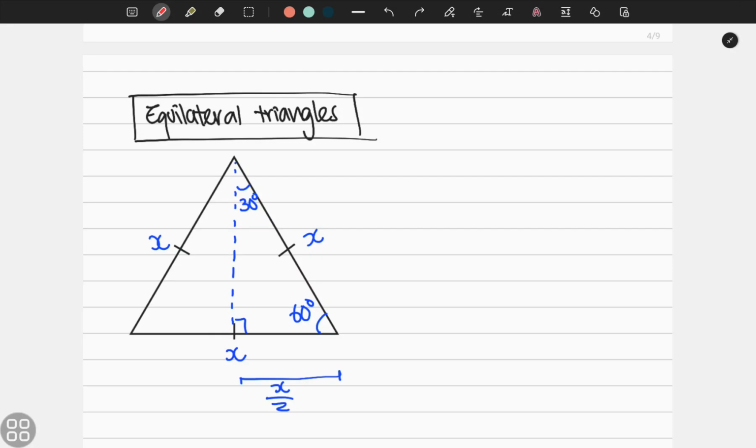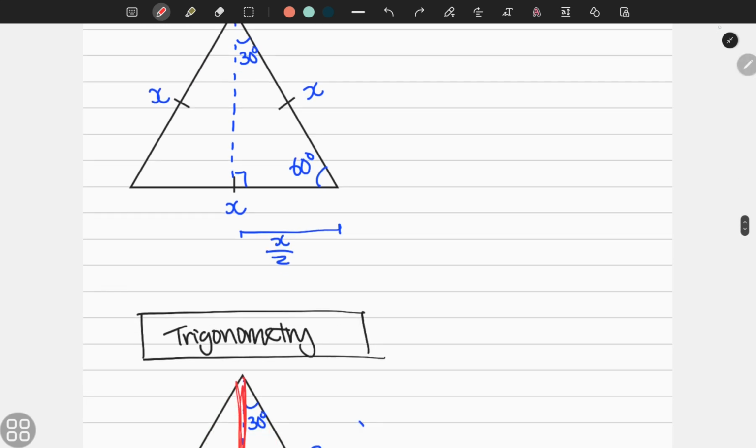An equilateral triangle has all three sides of equal length. The three angles within the triangle are also equal, in this case 60 degrees. So we can also split this triangle up into two equal portions such that there's 60, 30 and 90 degrees.